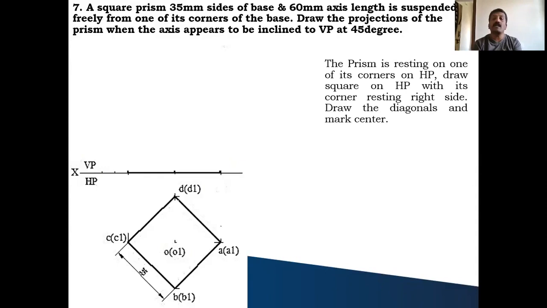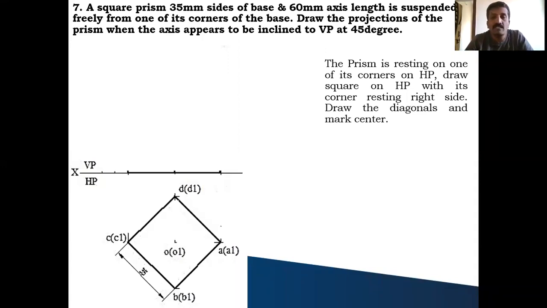So we have to consider the corner condition only for the initial position or the true shape diagram. Since it is resting on HP, what you can do? It's a square prism of 35 millimeter. You draw this top view such that the corner should come to the right side of you. That is a corner condition, because only from the corner can I suspend it freely. That too the base corner is given, right? So you draw a square of 35 millimeter, the top view, such that any one of the corners should come to the right side of you.